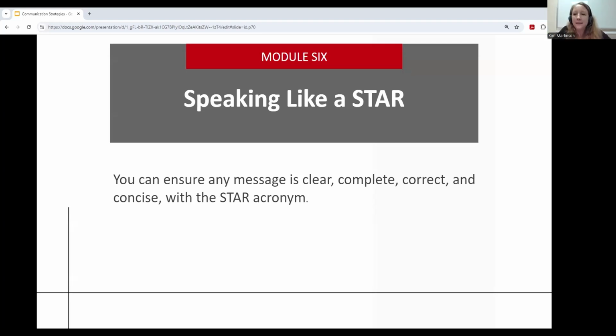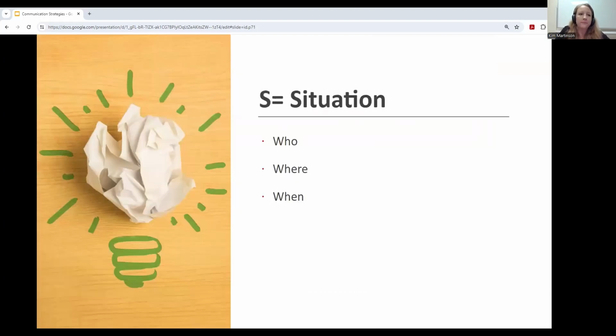Okay, speaking like a star. Now that we have explored all the quasi-verbal elements of communication, let's look at the actual message you are sending. You can ensure any message is clear, complete, correct, and concise with the STAR acronym. So the first one is S, situation.